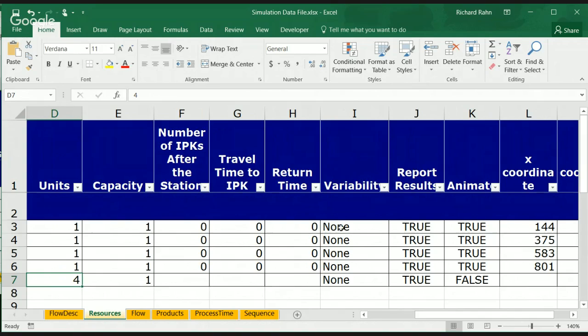And the other thing to point your attention to is this column here that says variability, and I'm saying none. That means whatever time we define is always exactly that time. People work like robots. Now, I'm going to change this, but for the moment, that's what we're doing just so we can test the model and make sure that it's working.